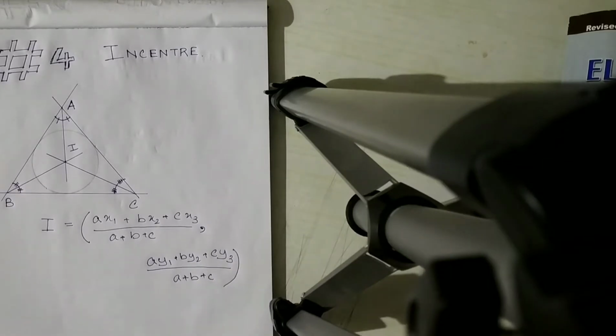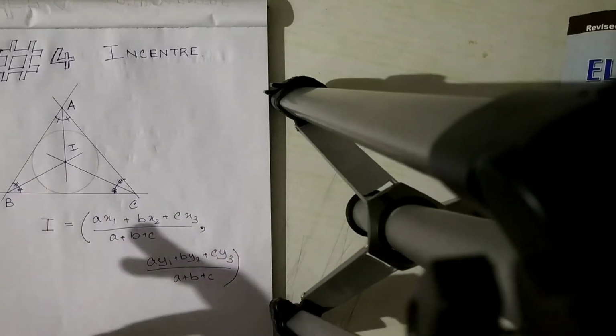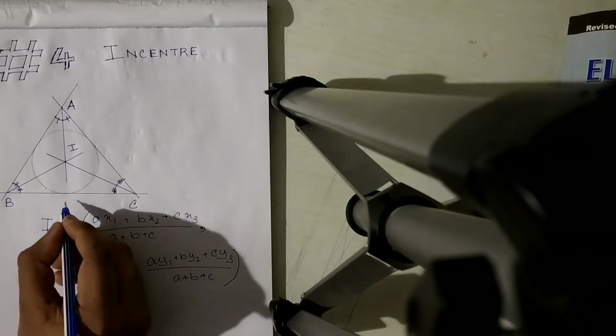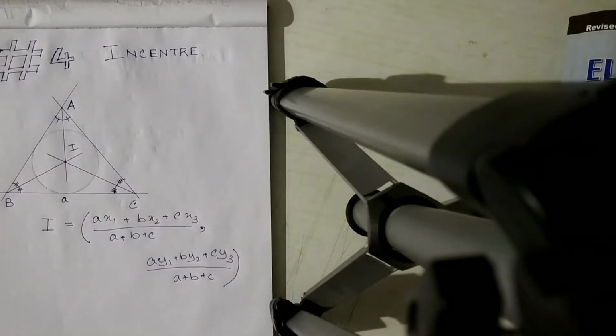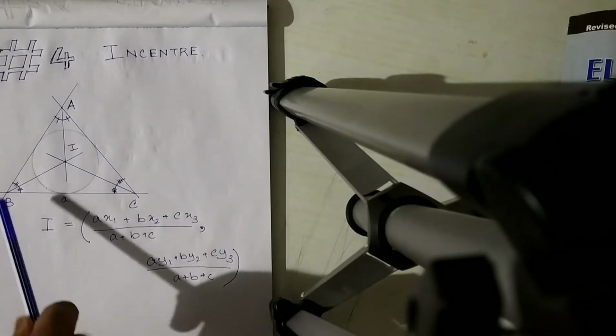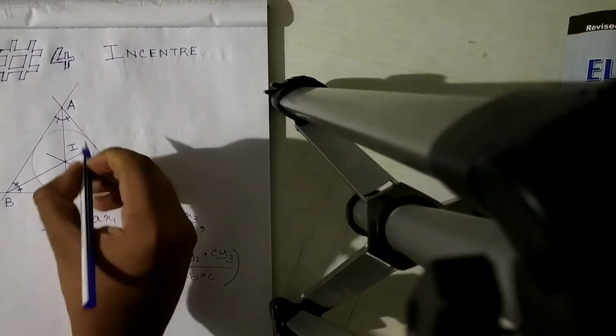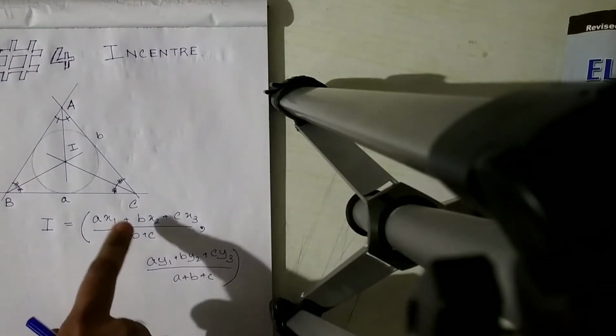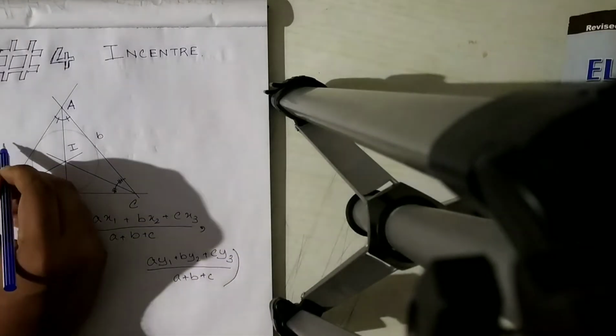Now you might be wondering what a, b and c are. So I'll make it simple. Small a is the length of the side opposite to vertex A. So length of side BC is small a. Similarly, the length of the side opposite to vertex B is small b. The length of the side opposite to vertex C is small c.